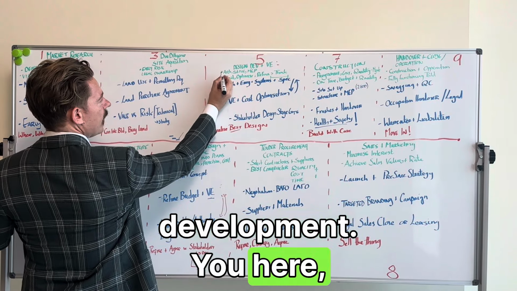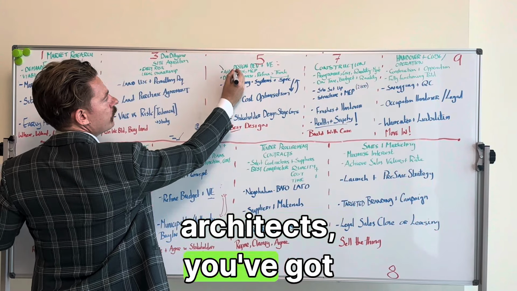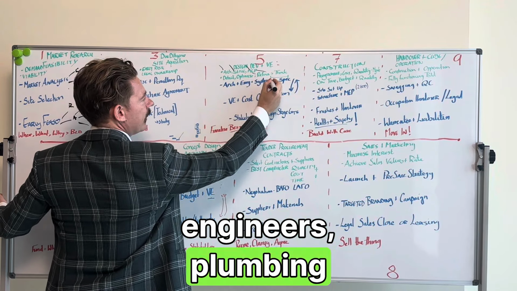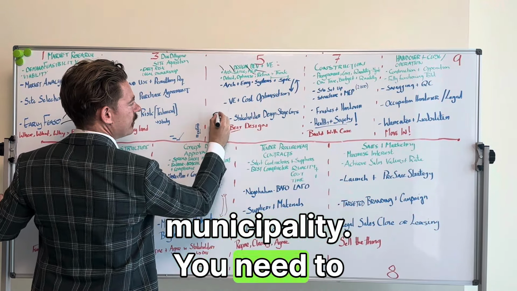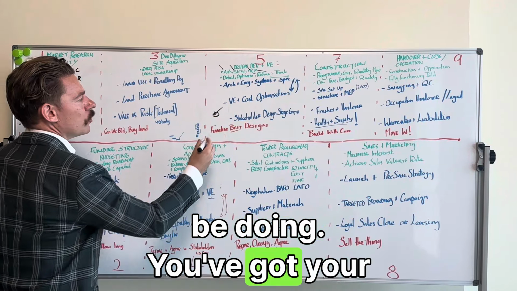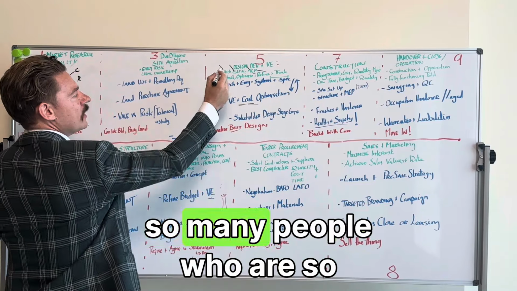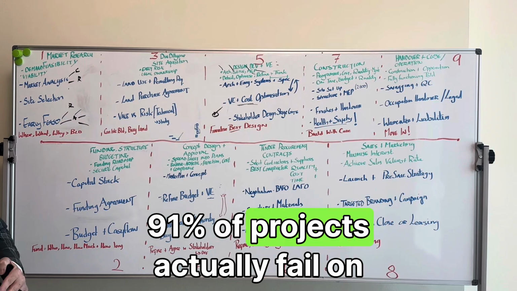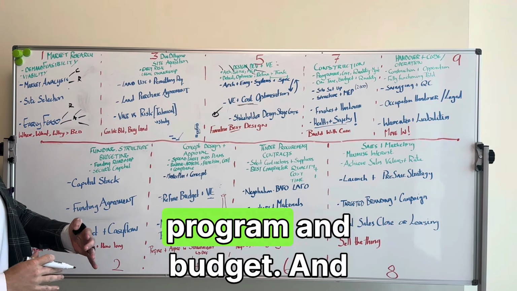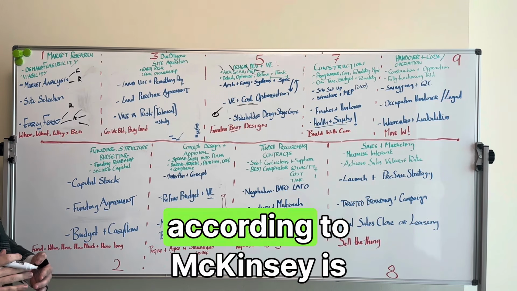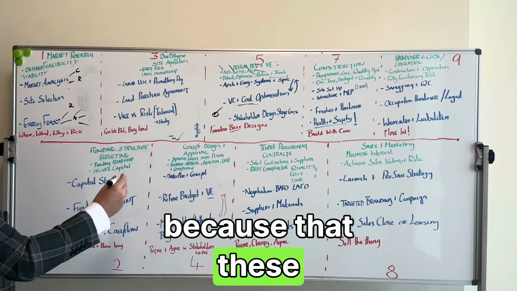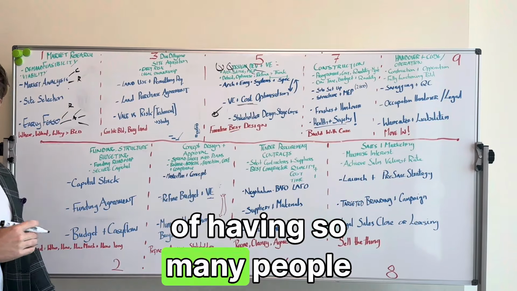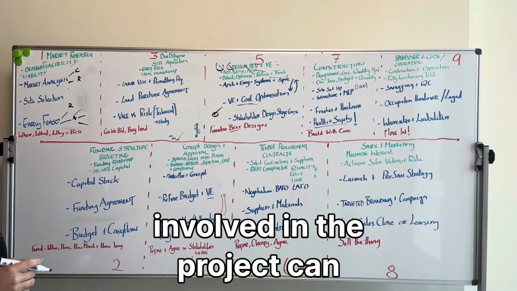Design, development. Here, you've got a team of architects. You've got structural engineers. You've got mechanical engineers, electrical engineers, plumbing engineers. You've got the municipality who need to approve what you're going to be doing. You've got your cost consultant here. There are so many people so involved in this project that 91% of projects actually fail on program and budget. And the main reason for this, according to McKinsey, is because these overlapping areas, or this fragmentation of having so many people involved in the project, can often slow things down.